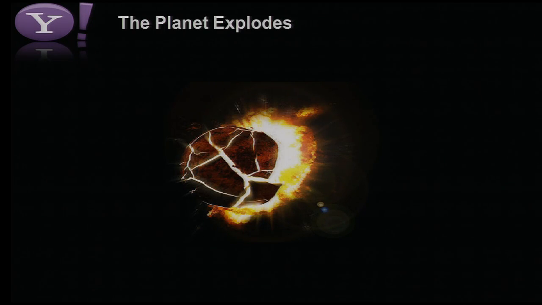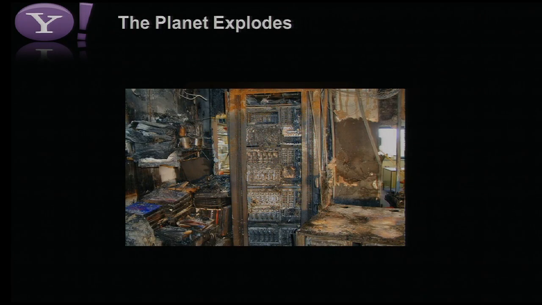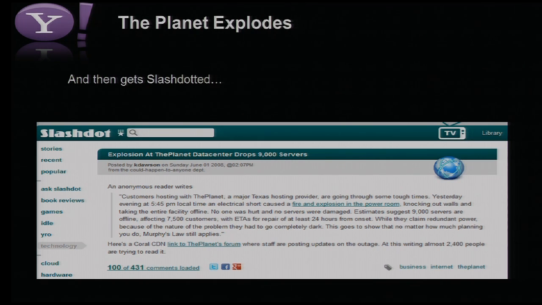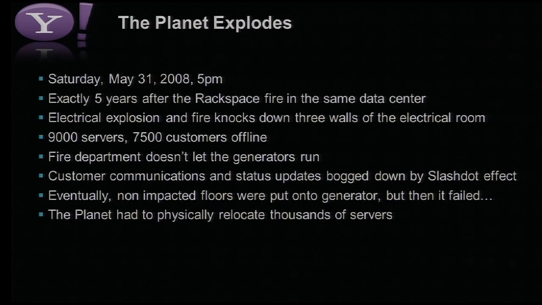almost to the day. Anybody remember the Planet explosion? Their electrical room exploded, tore out 3 walls, caught on fire. And then, of course, they were in the news. They got Slashdotted, and all of their notifications were down. 9,000 servers offline. The other floors of the building were still OK, but the fire department wouldn't let them fire up their generators. They couldn't communicate with their customers because they were Slashdotted. They eventually got the non-impacted floors onto generator.